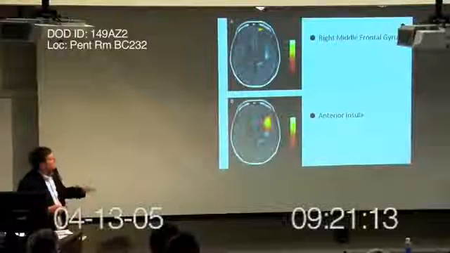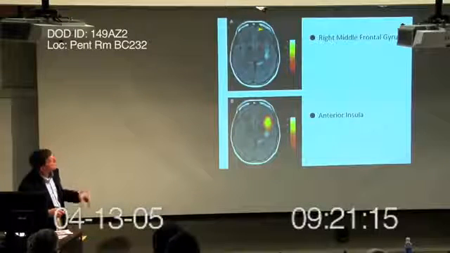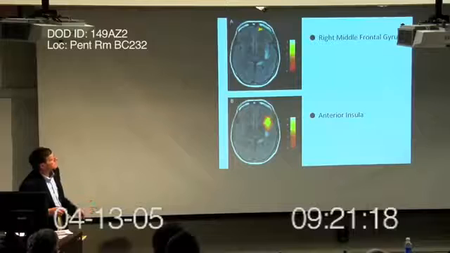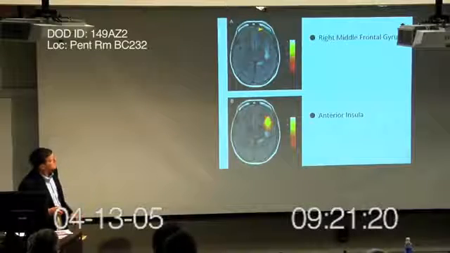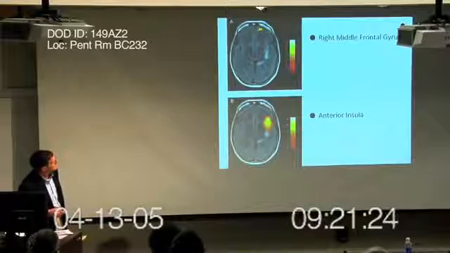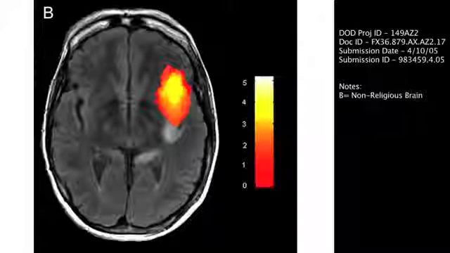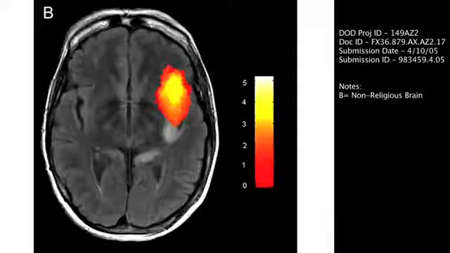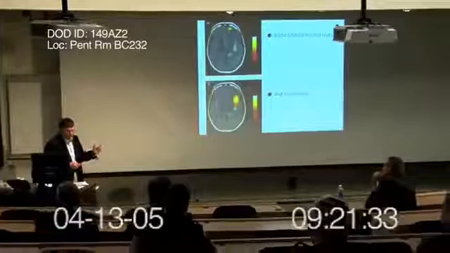In contrast, in marked contrast, here's an individual who would not particularly self-describe as religious, and when they're read a religious text, what you see is that this part of the brain called the anterior insula lights up. This is a part of the brain that's associated with disgust or displeasure on hearing something.